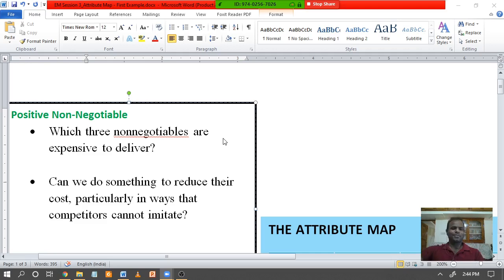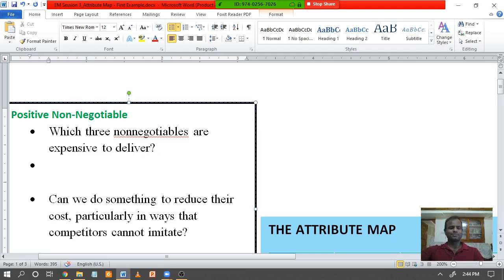What do you think? What would be three non-negotiables that you will expect from a university? Meaning, I joined university for this reason. These are the basic reasons for which I joined university. What do you think? What would that be?